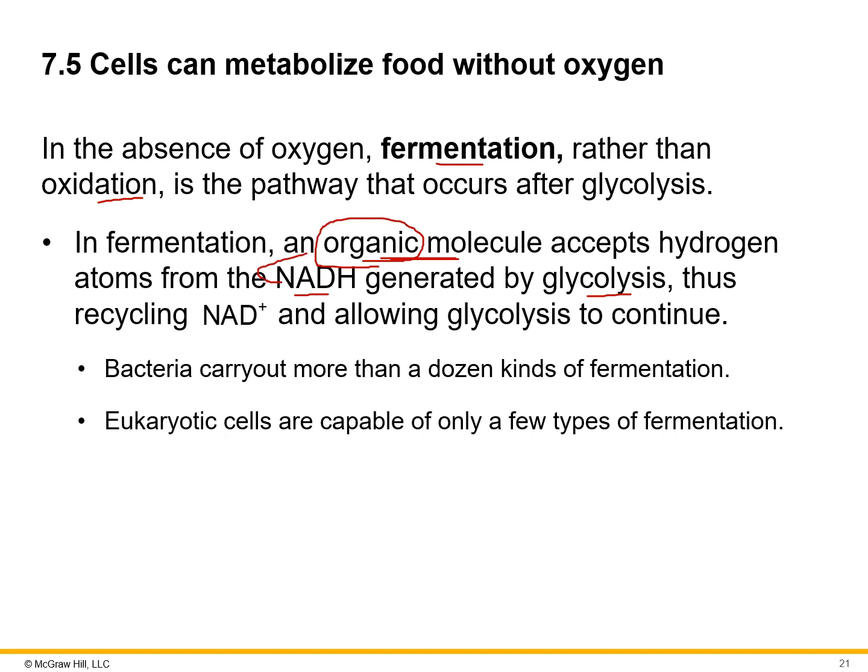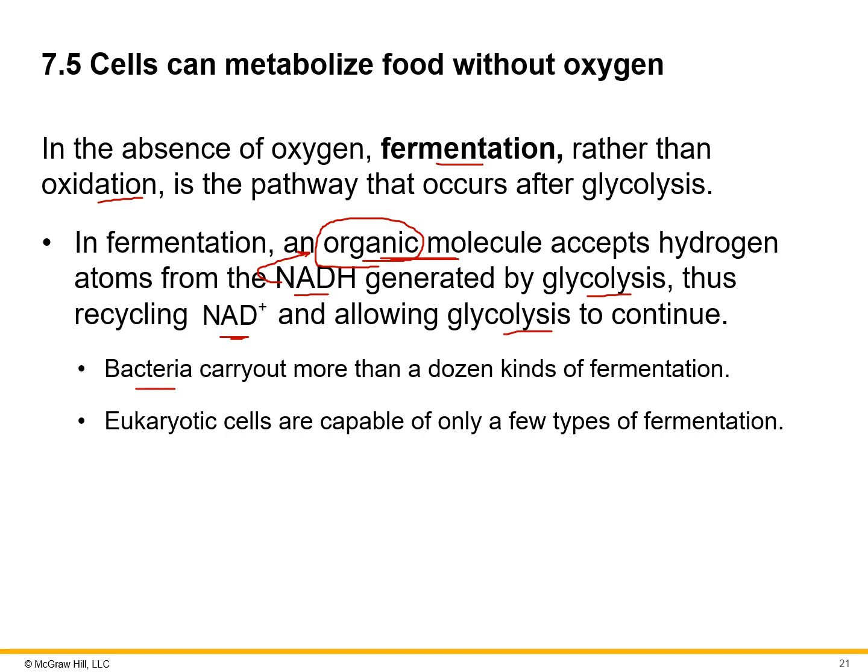So NADH gives its electrons, we'll see a better picture, to an organic molecule. That allows NAD to go back to glycolysis, pick up more electrons, and keep glycolysis going. Because our cells only have a limited amount of NAD, it has to keep donating its electrons. If it can't donate them to electron transport chains because oxygen isn't present, then it gives them to some organic molecule in this process of fermentation.